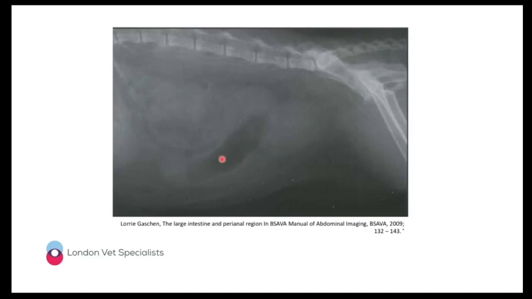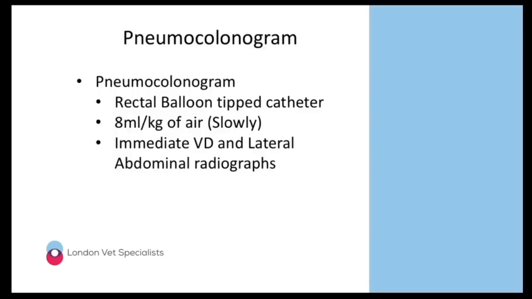If this is just gas within the large bowel, then effectively that could be normal, and we could recommend surgery in this patient for no reason. So is there anything we can do to be more confident that this loop represents a dilated loop of small bowel rather than a loop of large bowel? And the answer is yep. So we could potentially do something called a pneumocolonogram.